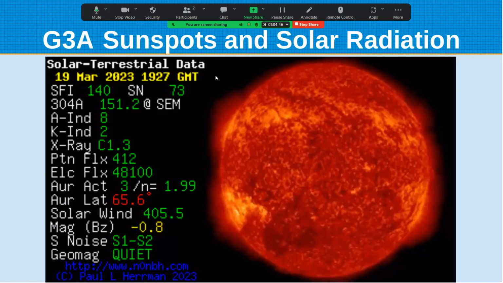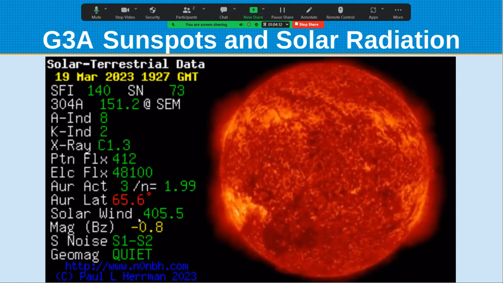This is a thing from March, and the sunspot number at that time was 73. The solar flux index was 140. They talked about the A index and the K index, relatively low, which is good. They also list things like proton flux and electron flux. I don't know the significance of those numbers.